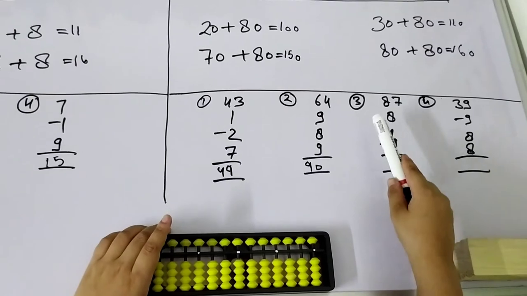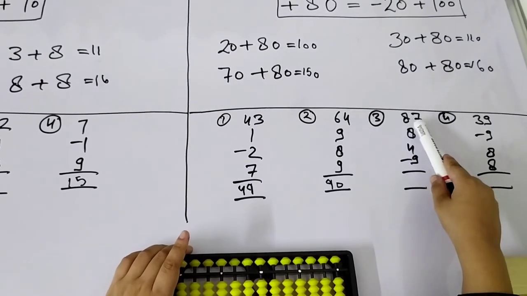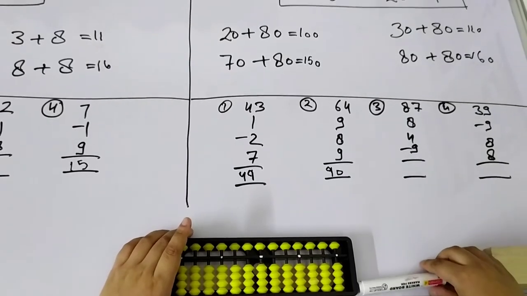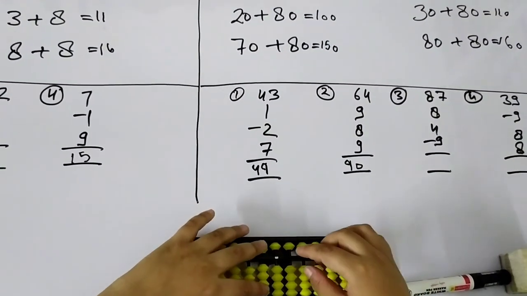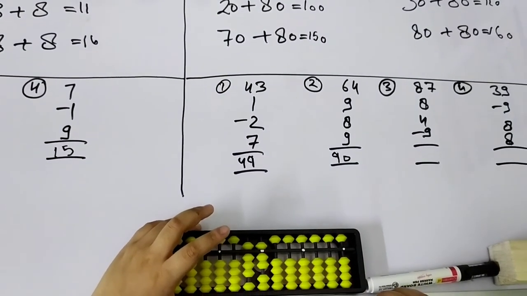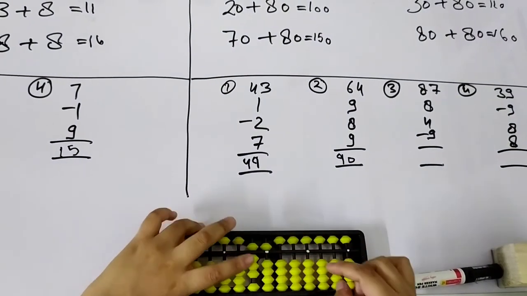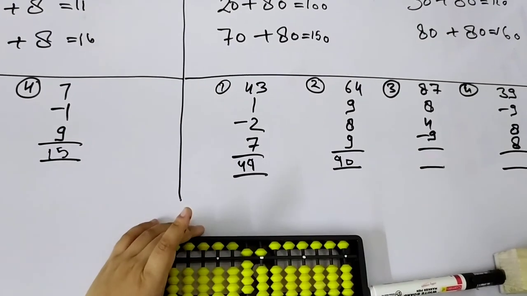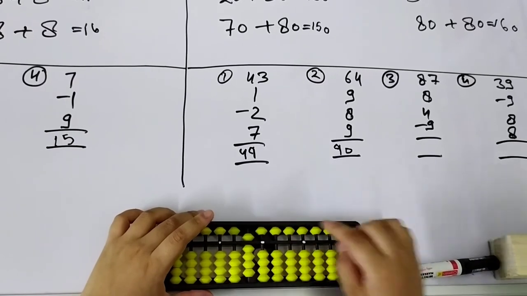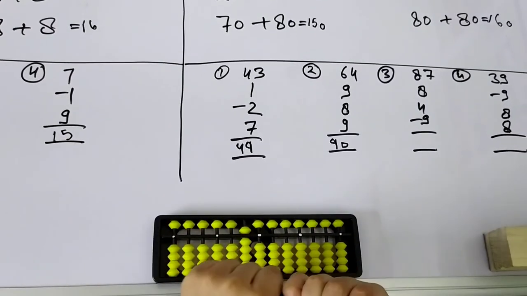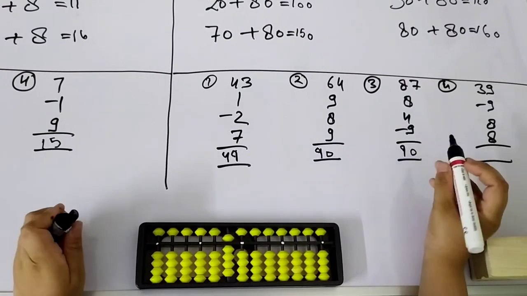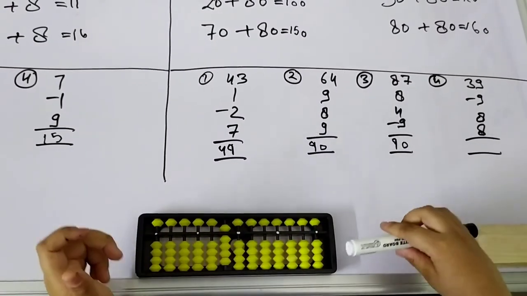Next question, 3: 87 plus 8 plus 4 minus 9. 87 plus 8 and plus 8. The formula of 8 is minus 2 plus 10. Now 4. Now minus 9. We got our answer again 90. We have written 90.